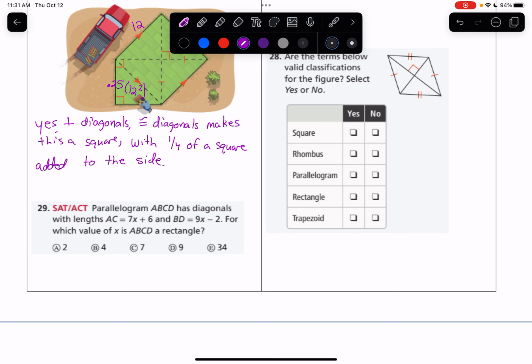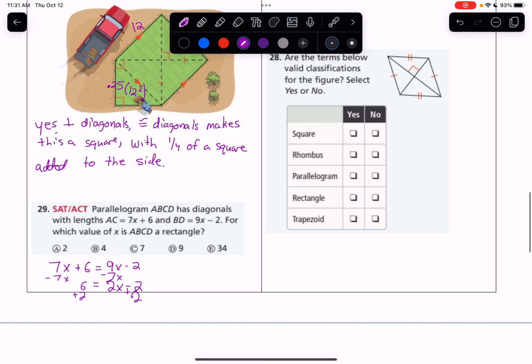All right, 29, parallelogram ABCD has diagonals with lengths AC is 7x plus 6 and BD equals 9x minus 2. For which value of x is ABCD a rectangle? Well, we're going to need to solve the equation to make those diagonals congruent to one another. So 6 equals 2x minus 2. 8 equals 2x, which means x equals 4, which makes B the answer there.